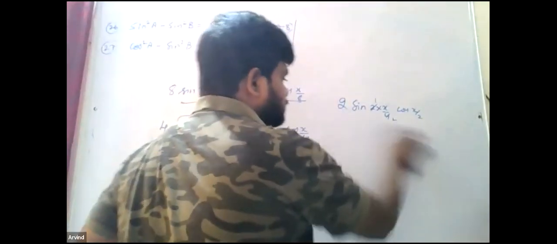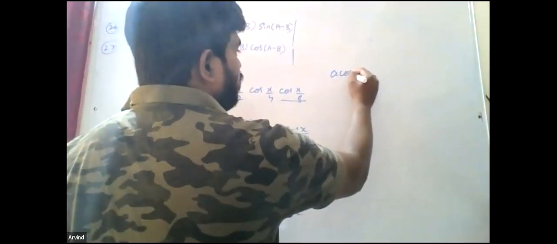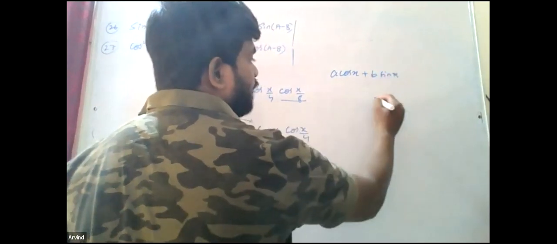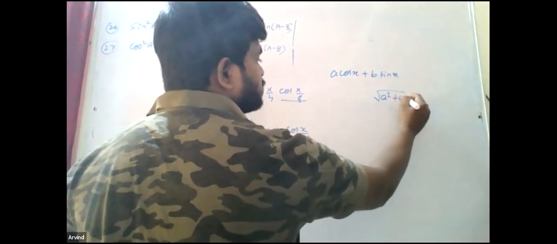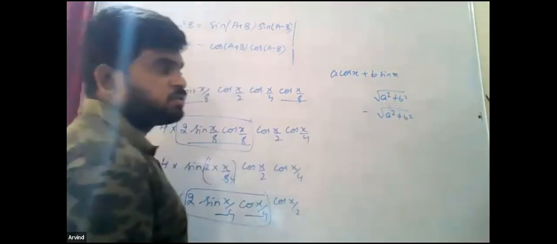If it is a cos x plus b sin x, then the maximum value is root a square plus b square. The minimum value is minus root a square plus b square.